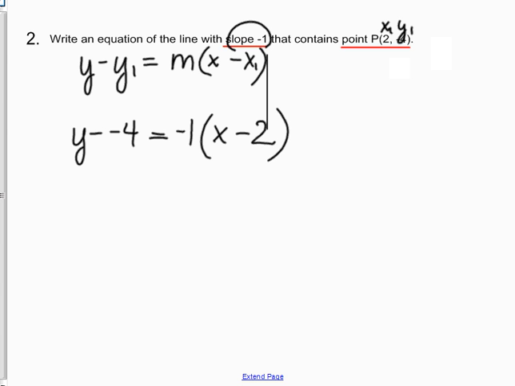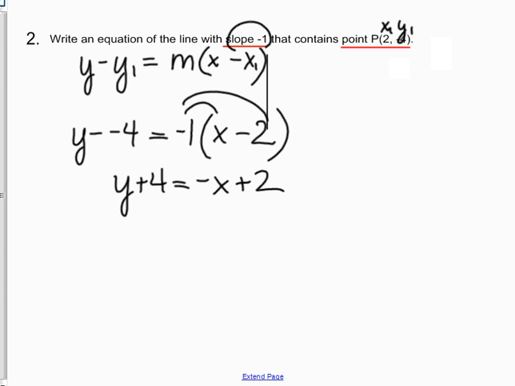Okay. Now this is pretty easy. I'm going to combine and simplify here. y + 4 = -x, and -1 times -2 is going to be a +2.